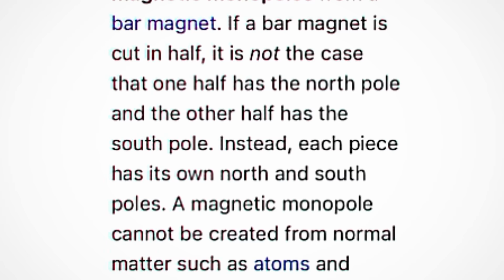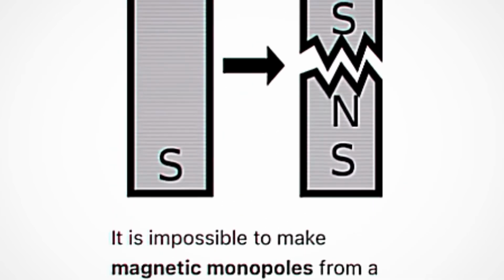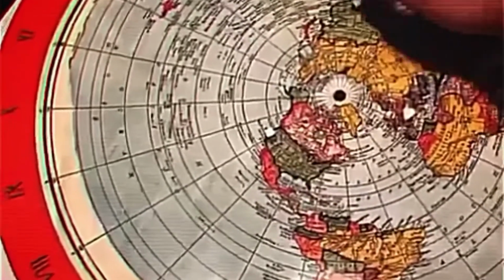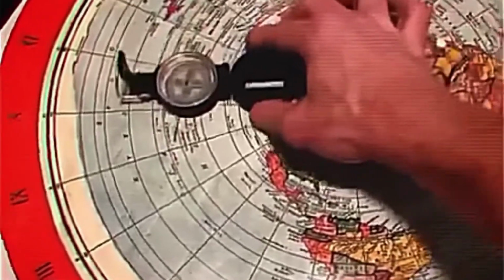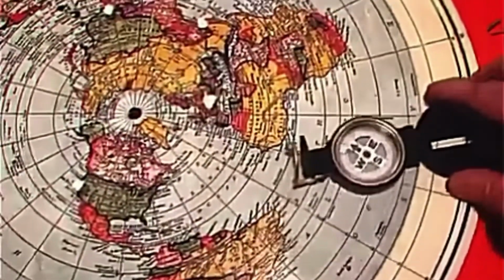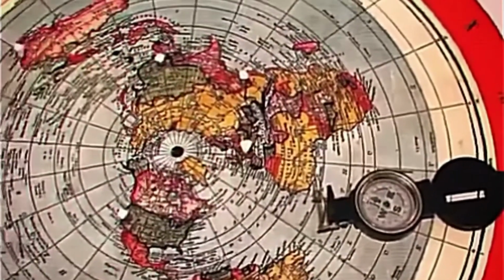Now, that alone proves the Big Bang Theory to be a bunch of bullcrap, but we'll save that for another video. Anyways, so if this compass is always pointing north, or south, always pointing to the ice wall. To the ice wall. Now, what's south of all of these countries on a globe?